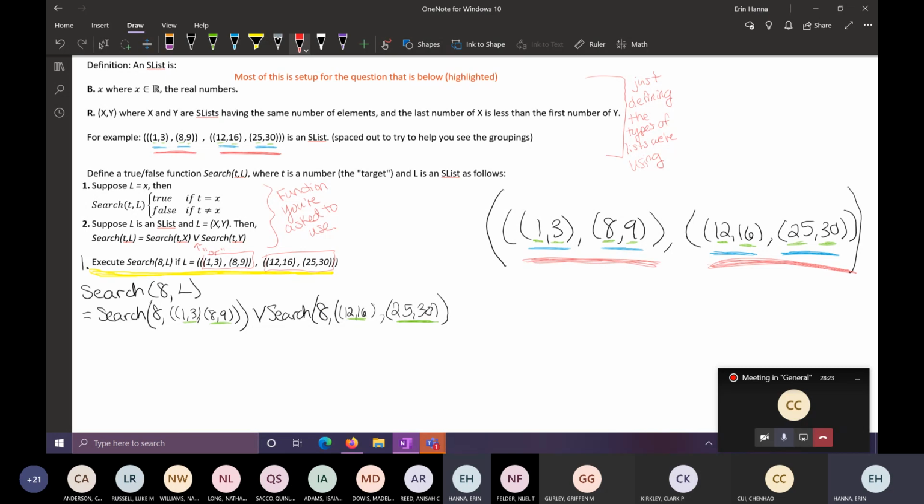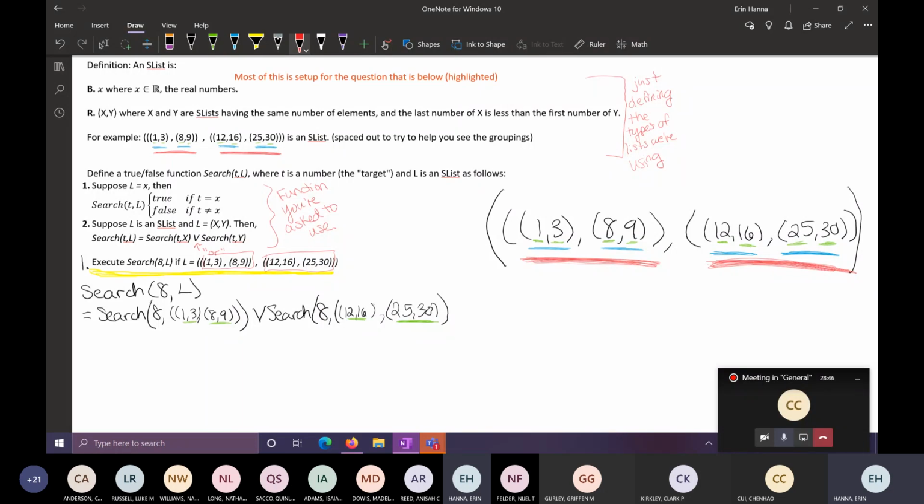So I've already done the first one. So we wanted to do search 8 L, which is essentially saying take that list, that S list, and figure out if there's an 8 in it. And again, I know you can stare at it and there's an 8 in it, but you're a computer and you don't have eyes. So what we have to do now is we broke up the first thing. We took that third step deep, if you will, and broke it up into the 2 pieces.